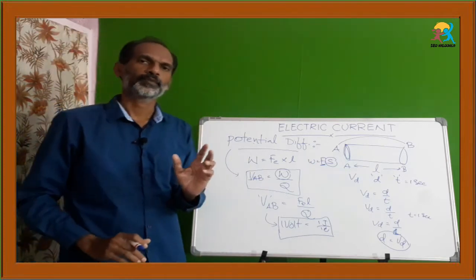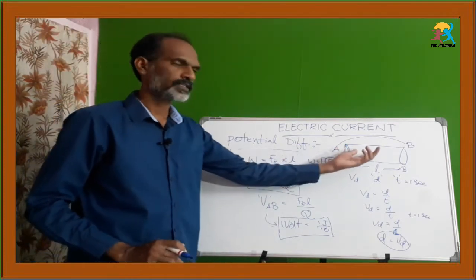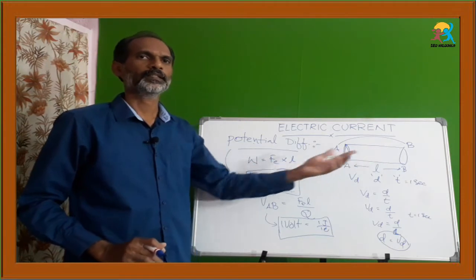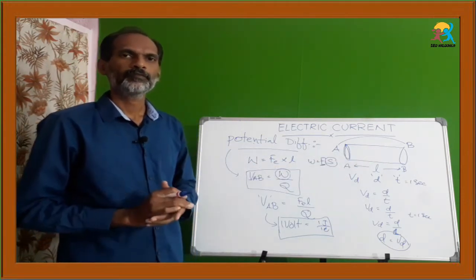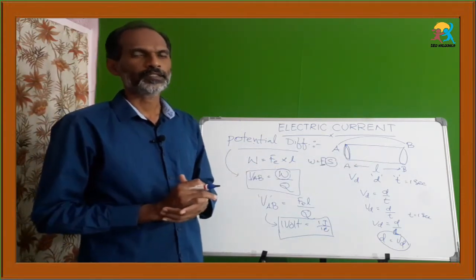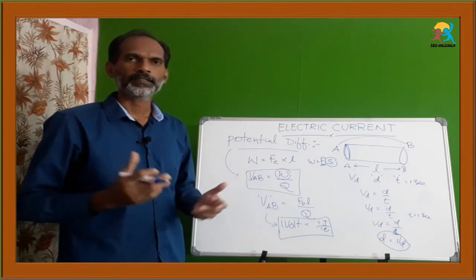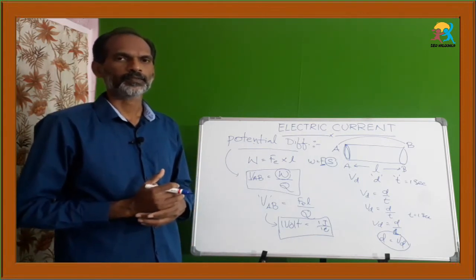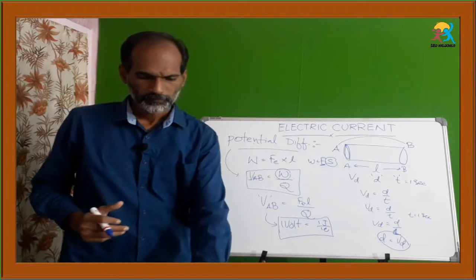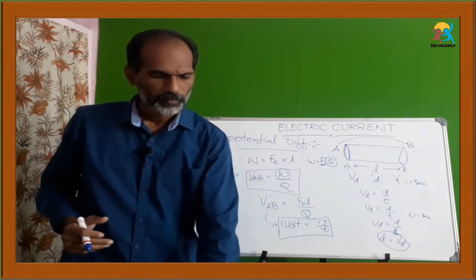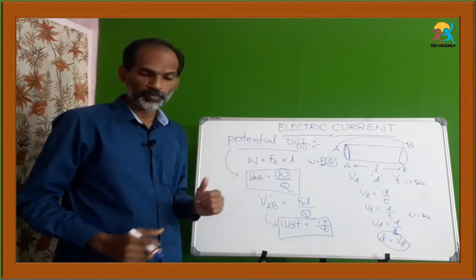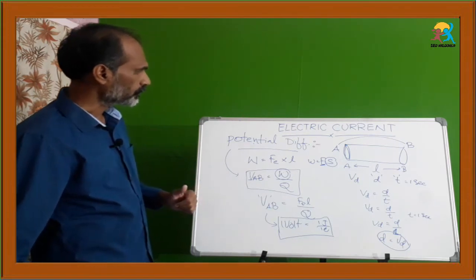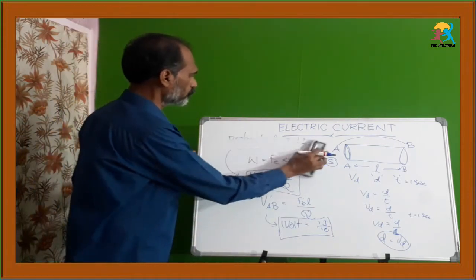This is about potential difference. Unless we provide a potential difference between any 2 points of the conductor, electric current will not travel. If we cannot provide the potential difference, we cannot find electric current in the electric circuit. Next we will try to understand the term electromotive force.